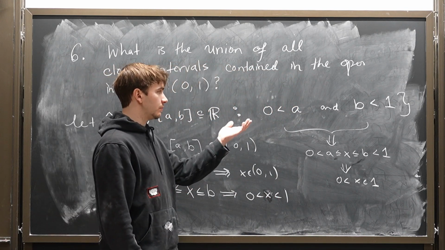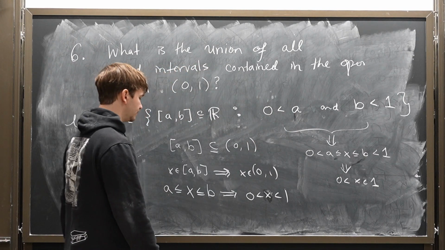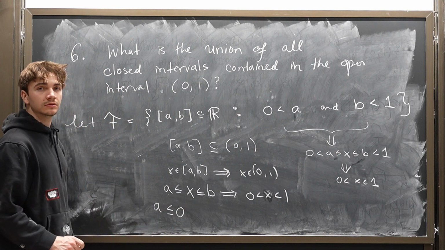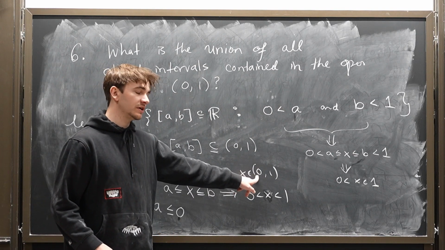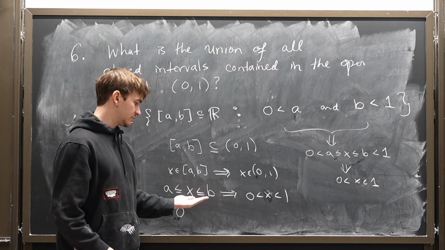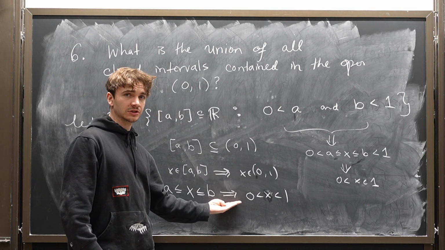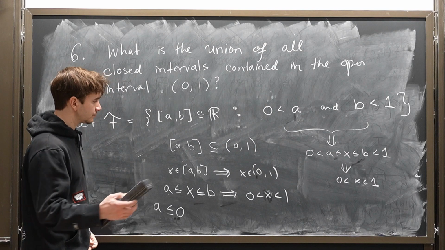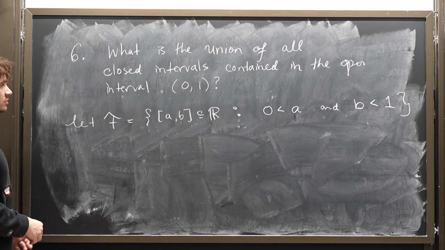And then this is actually the strictest condition, because if, for example, a were less than or equal to 0, well, then I can just choose x to be 0, and automatically x will fail to be in (0, 1), okay? Similarly, if b were greater than or equal to 1, then this condition would automatically fail because I could just choose x to be equal to b, and then this logical statement will fail to be true. So the only way that this logical statement is true is precisely if this condition is satisfied. Okay, so this is our family.